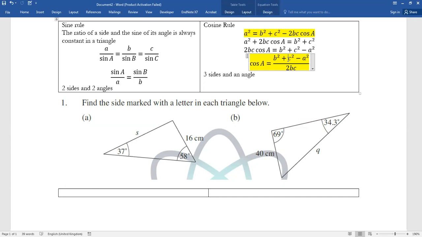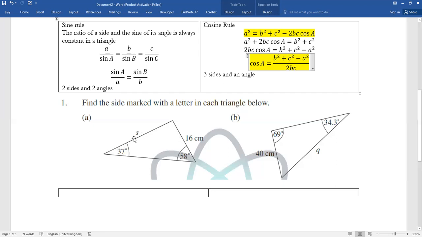The first thing that you should see is whether it's a right angle triangle or not. Is this a right angle triangle? No. So I cannot simply apply SOHCAHTOA or Pythagoras theorem. I have to go for sine and cosine rules, or what you categorize as further trigonometry.